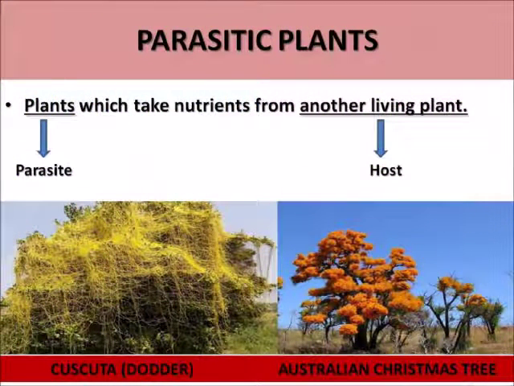So we'll start with parasitic plants. These are the plants which take nutrients from another living plant. So these plants live inside the body of some other plant. There are certain plants which live on other plants and obtain their nutrition from that plant. So such plants are called parasites, and the plant on which it depends for food is called the host. So host is that plant where this parasite is living.